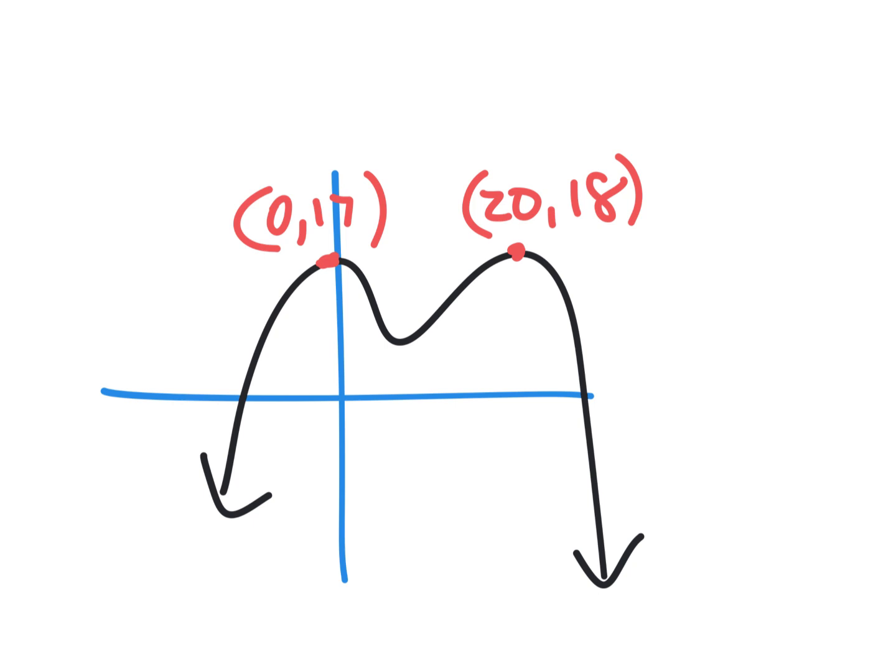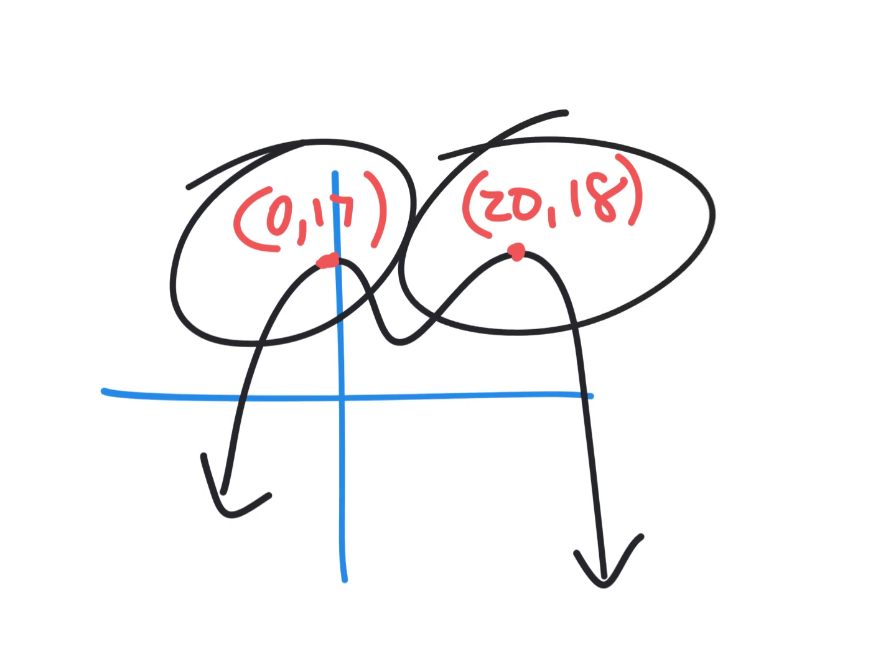Now, here's the thing that confuses people. I can say they're both local maximums, and you're like, but no, one of them's more than just the local maximum. It's the overall maximum. You can say they're both local maximums, and one of them is also the absolute max. Absolute max means the highest of them all.